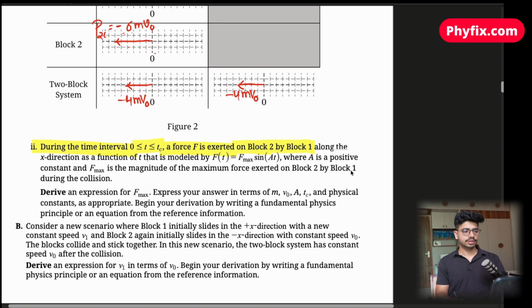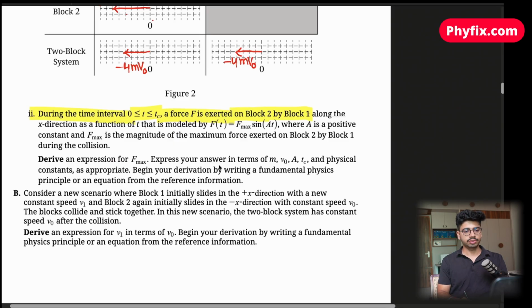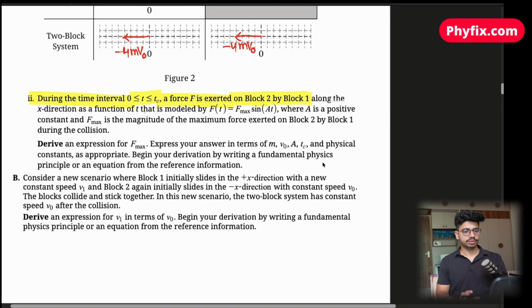Since a is a positive constant, F maximum is the magnitude of the maximum force exerted on block 2 by block 1 during the collision. So we have to derive the expression for F maximum, and your answer should be in terms of mv naught and some constants. So the point is we have to find the maximum force. This is the force function that they gave. Now you have to recall the force and the conservation of momentum.